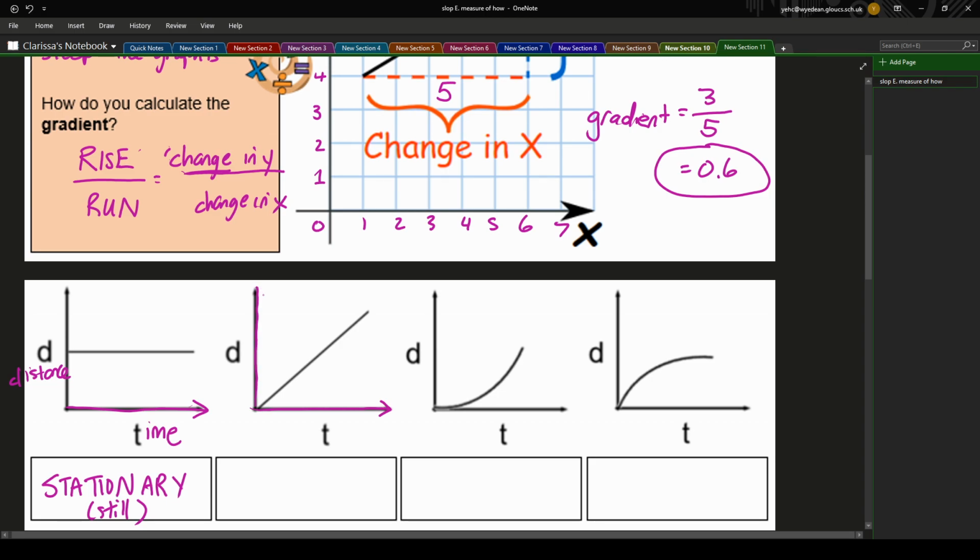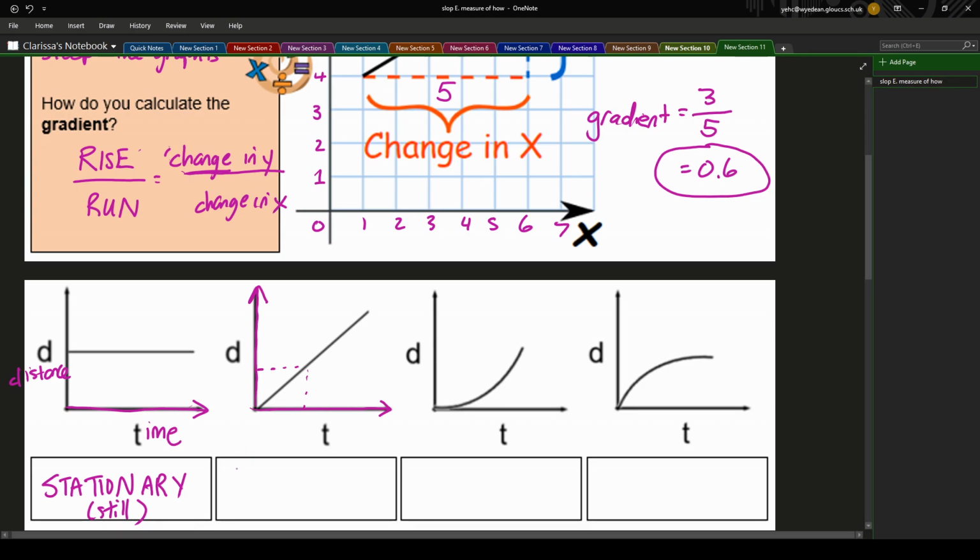But notice that it is a straight line, like a straight diagonal line. So as time goes up, distance goes up. As time goes up, distance goes up. And this is pretty much at the same rate throughout because it's a straight line. So time going up, distance going up at the same rate. Think about this in terms of an object. It's covering distance over time at the same rate.